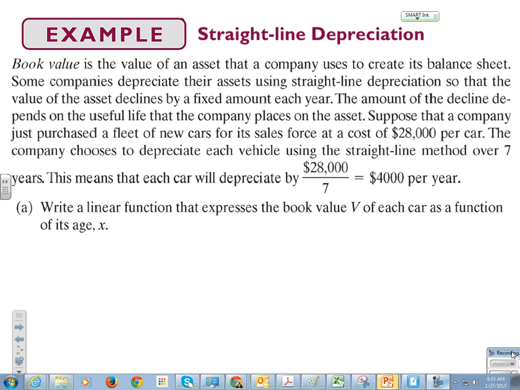All right, so here it is. Book value is the value of an asset that a company uses to create its balance sheet. Some companies depreciate their assets using straight line depreciation, so that the value of the asset declines by a fixed amount each year. The amount of decline depends on the useful life that the company places on the asset.